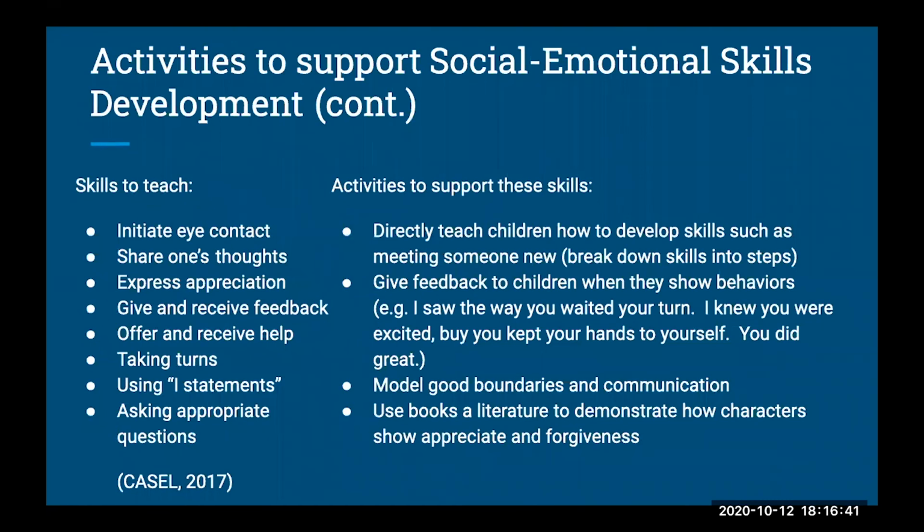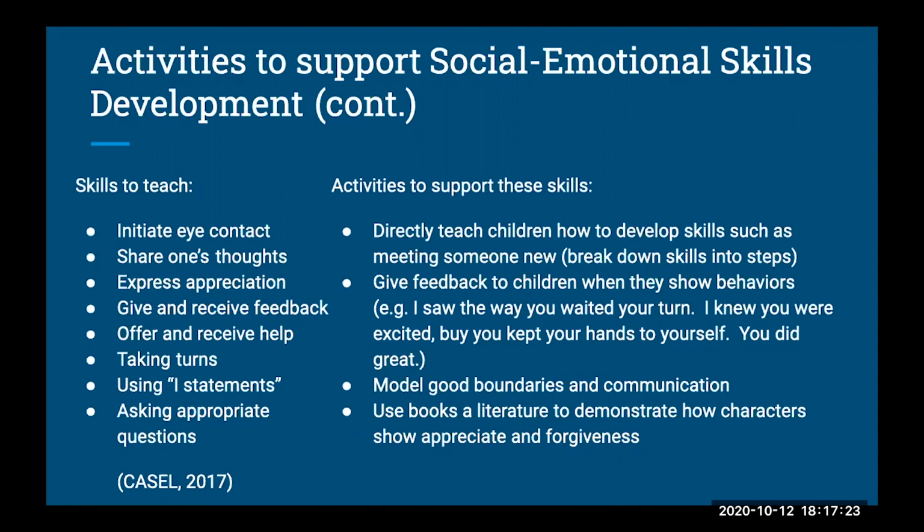The last set of behaviors includes a variety of specific interpersonal skills, including eye contact, sharing thoughts, giving and receiving feedback, offering and receiving help, taking turns, using I statements, and asking appropriate questions. Many of these behaviors can be taught explicitly through modeling of the behaviors before, during, and after situations arise. Remember to give specific feedback to your child for both desired and undesired behaviors. You can then follow up with praise, reinforcement, and modeling as needed.